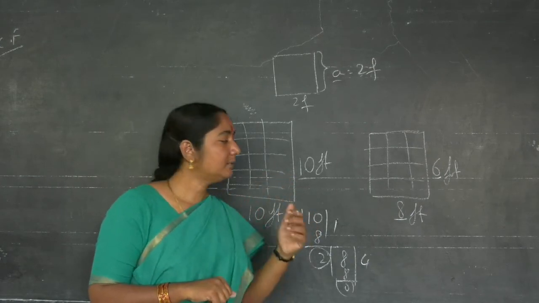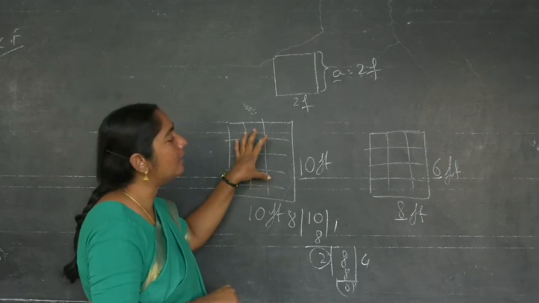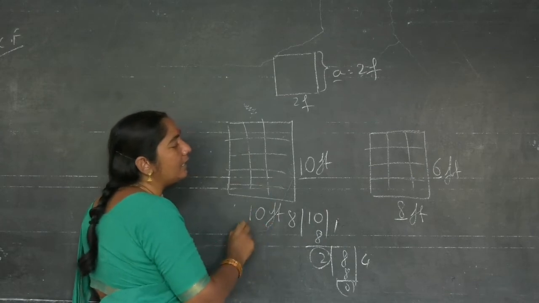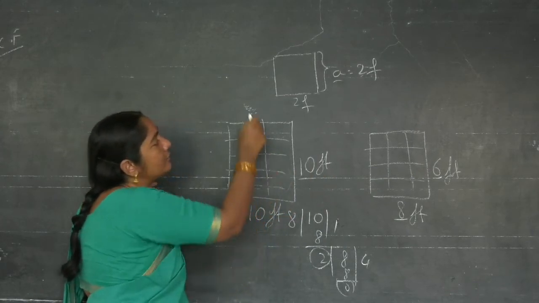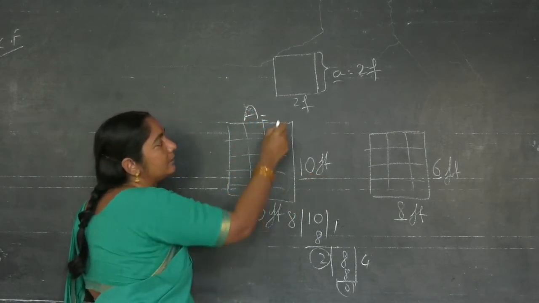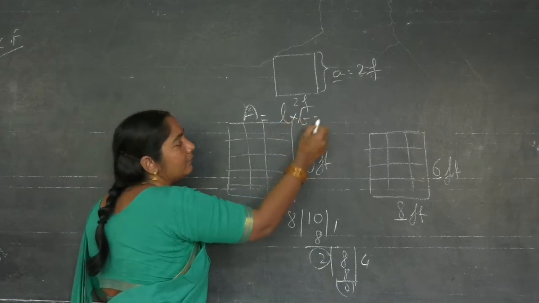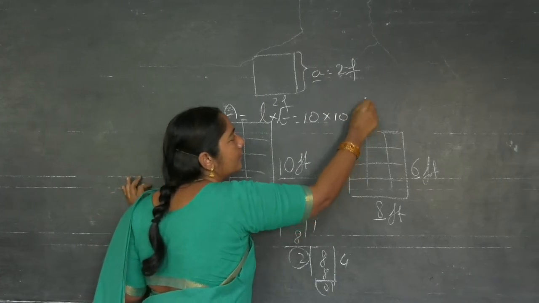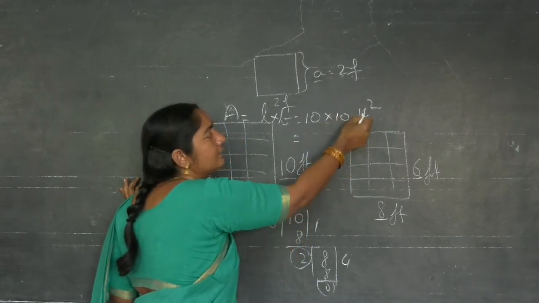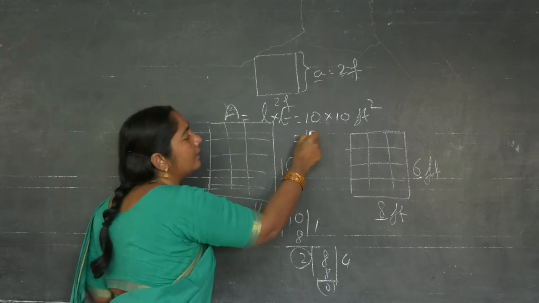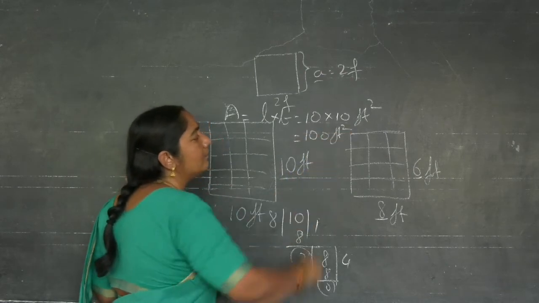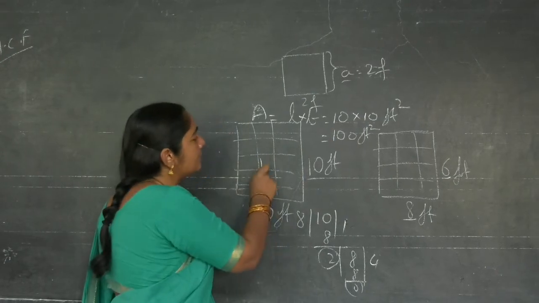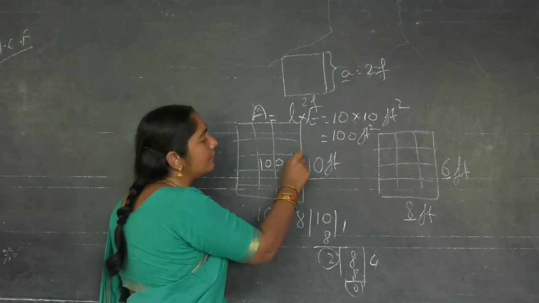In this case, how many tiles are required in this room? What is the area of this room? The area of this room is length into breadth, that means 10 into 10, 10 into 10 square feet. Feet into feet is feet square, or square feet, both are the same. So the area of this room is 100 square feet.